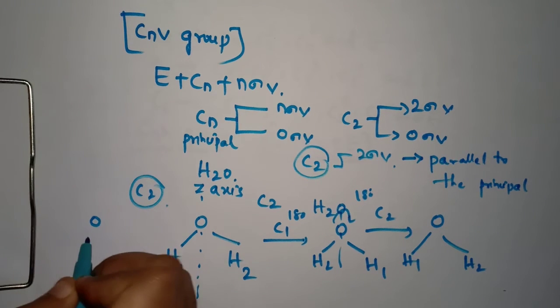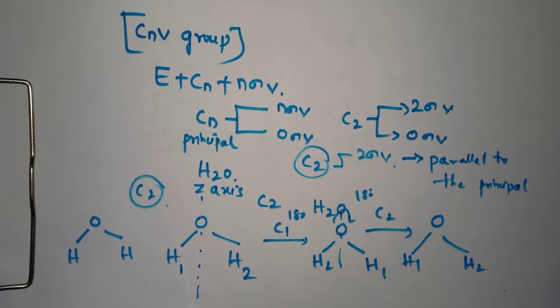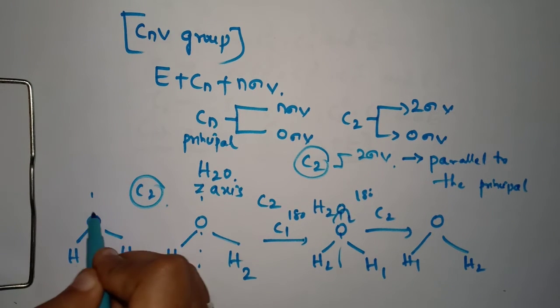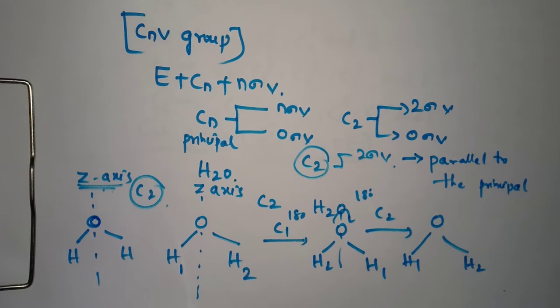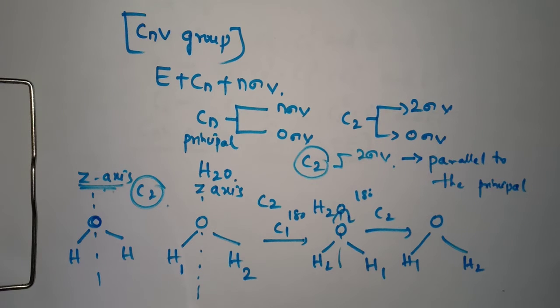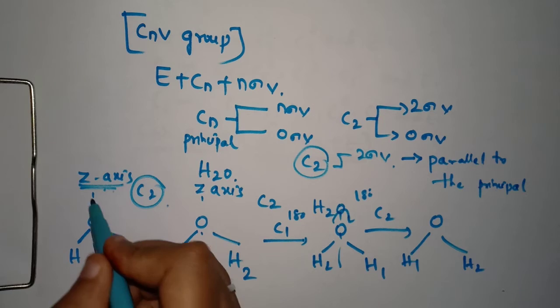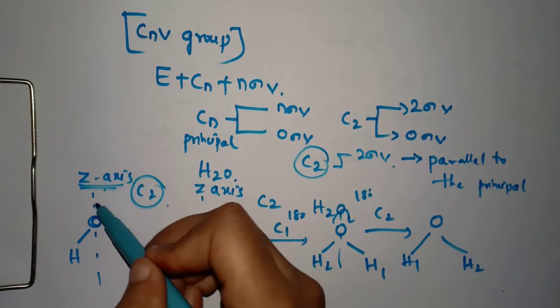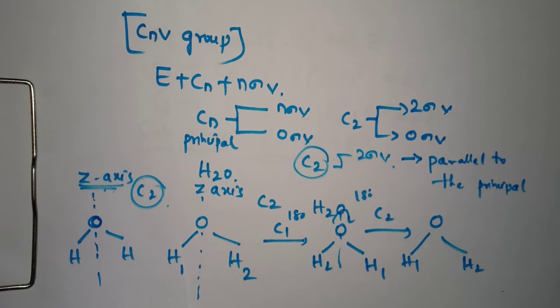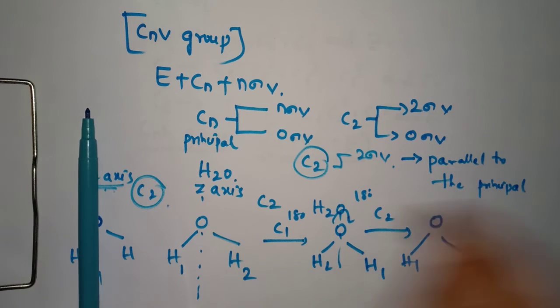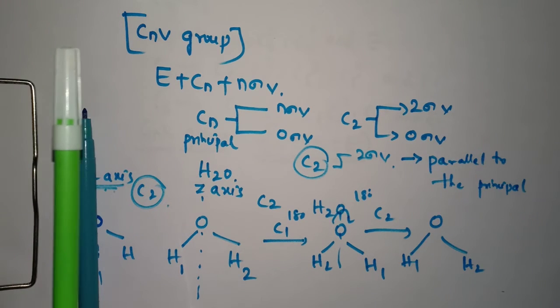See here, let's once again take this H2O. Here is the oxygen and here is the z-axis. This z-axis is the principal axis. Now what is the sigma V? It is parallel to the principal axis. If it is parallel, this is the plane which we should take at the front. That means the front plane which is parallel to the principal axis. See, these two are parallel.